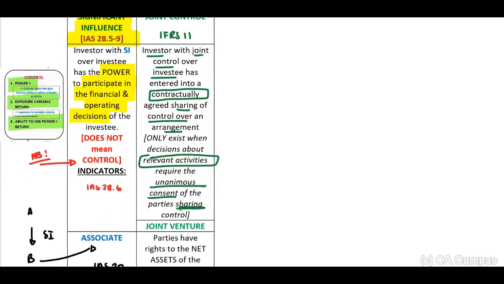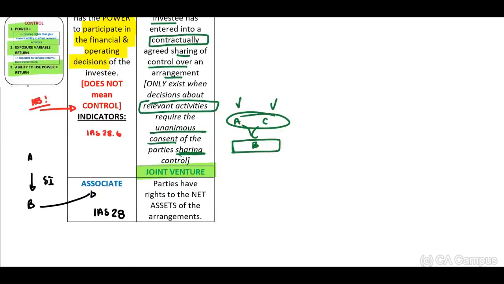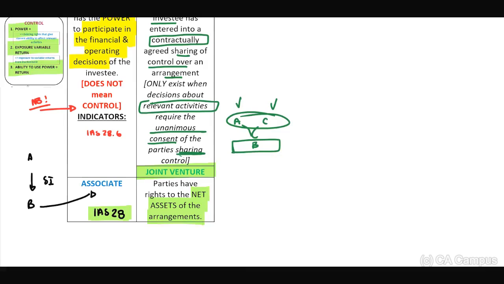If they need to make decisions, both entities, entity A and C own shares in entity B, but they've entered into a contract where both have to participate in the decisions, and this we will call a joint venture. Now, a joint venture will also follow the accounting of IAS 28. The parties have the right to the net assets of this arrangement.